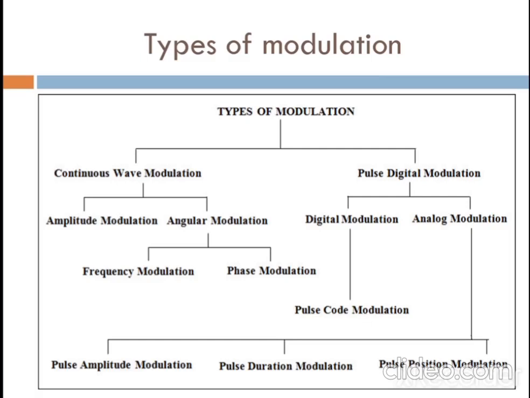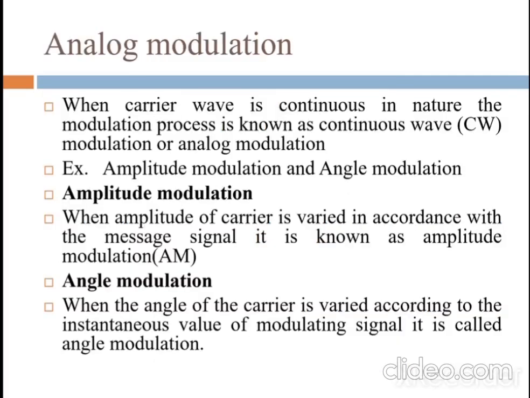Digital modulation means pulse code modulation, the short form of which is PCM. Then analog modulation: pulse amplitude modulation, pulse duration modulation and pulse position modulation. These are the types of modulation. Now, a detailed explanation about types of modulation.